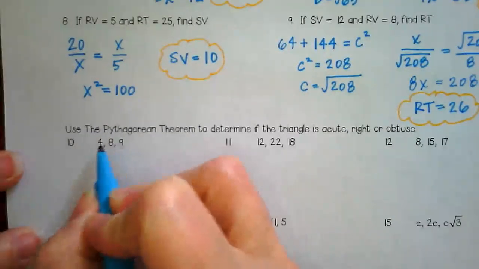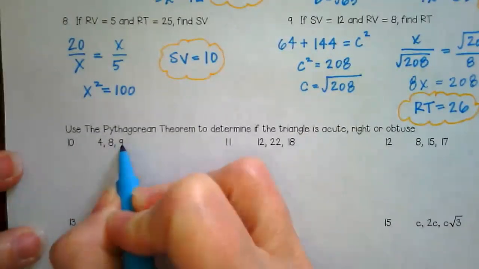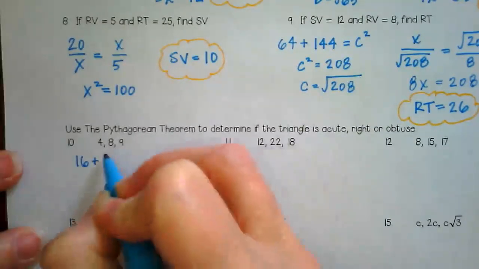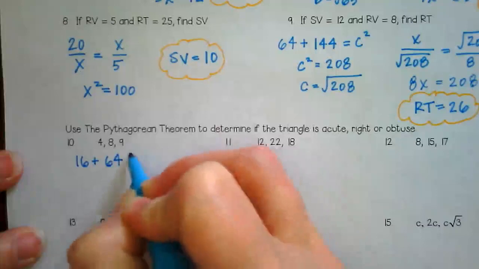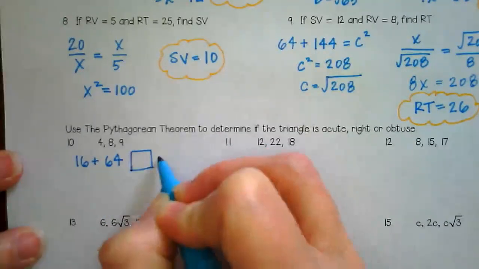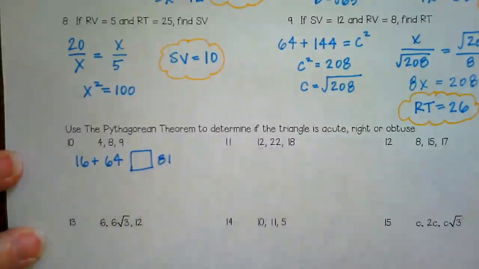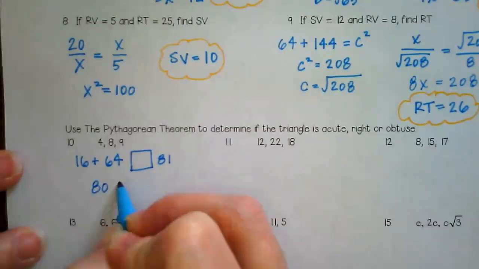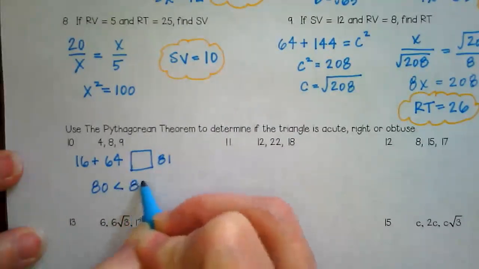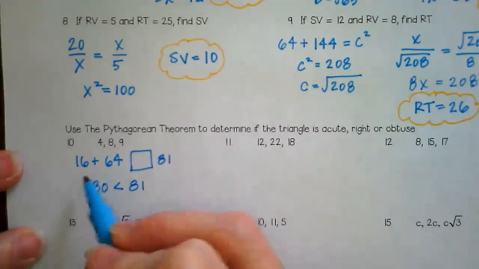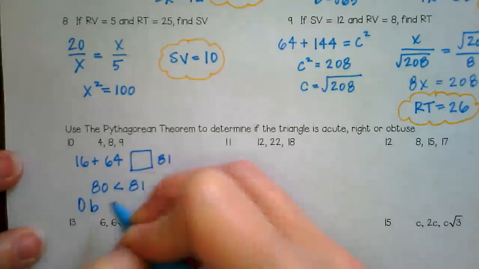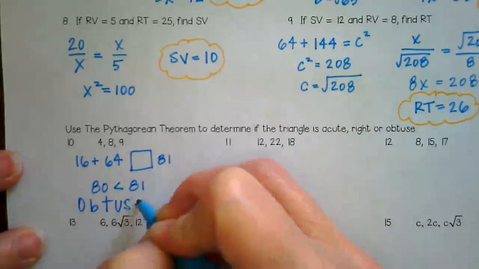First off, this is A, that's B, that's C. So A squared is 16 plus B squared, and we want to know how that compares with C squared. Well, when we add these together, we get 80, which is less than 81, and if a squared plus b squared is less than c squared, that tells me that we have an obtuse triangle.